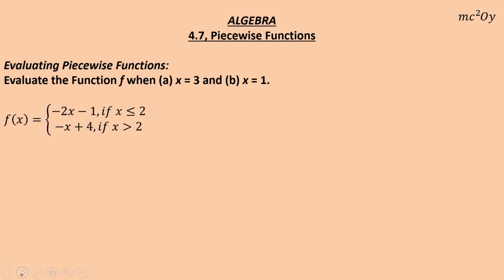Evaluating piecewise functions so that we actually know what we're doing will be helpful prior to actually graphing some of these. So the first thing I'm going to do is look at this and say, okay, evaluate the function f when part A, x equals 3, and part B when x equals 1. So what you need to do is look at the rule. This is saying f of x is equal to negative 2x minus 1 if x is less than or equal to 2, and it's equal to negative x plus 4 if x is greater than 2.